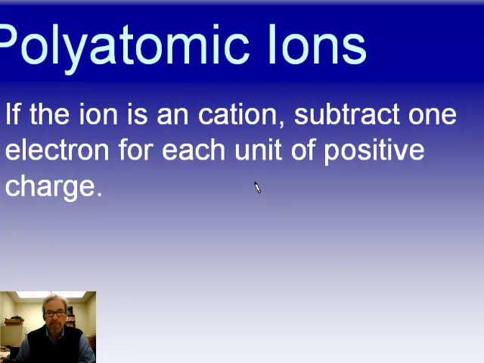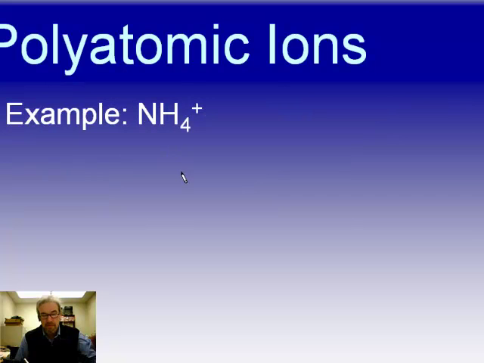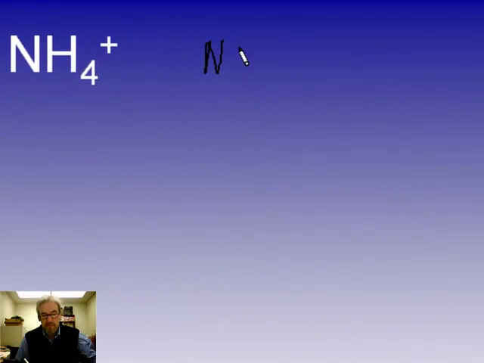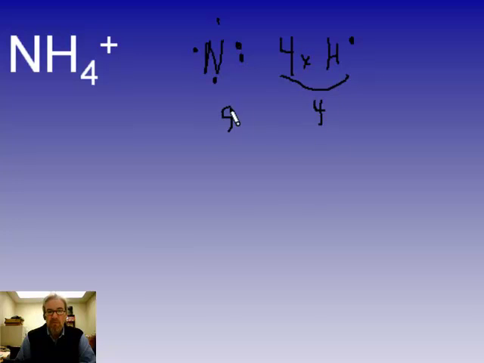If the polyatomic ion is a cation, that means it's missing electrons, and so we have to take electrons away from the count, 1 electron for each unit of positive charge. So for example, ammonium, NH4 1+. Let's draw the Lewis structure for this. It has a nitrogen in there, column 5, 5 dots. And 4 times it has a hydrogen in there with 1 dot. So this is 4 electrons plus 5 electrons. That gives me 9 electrons.